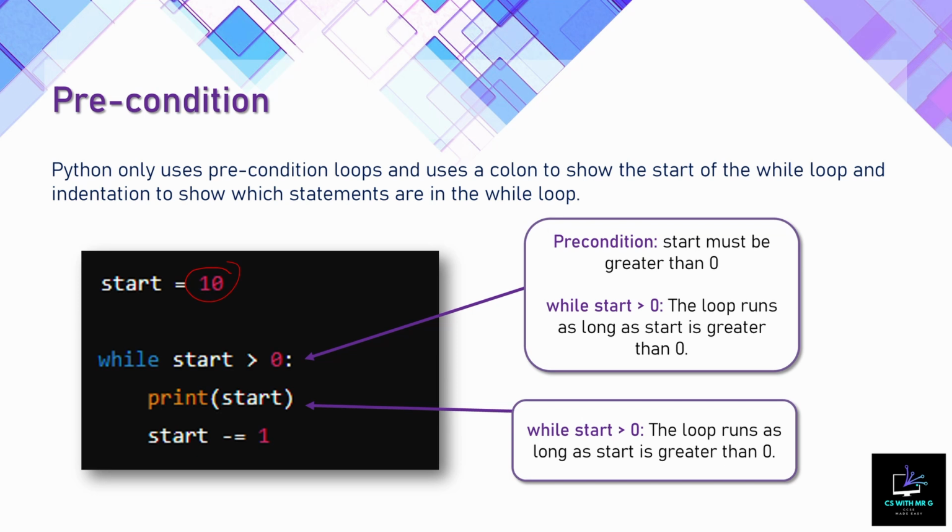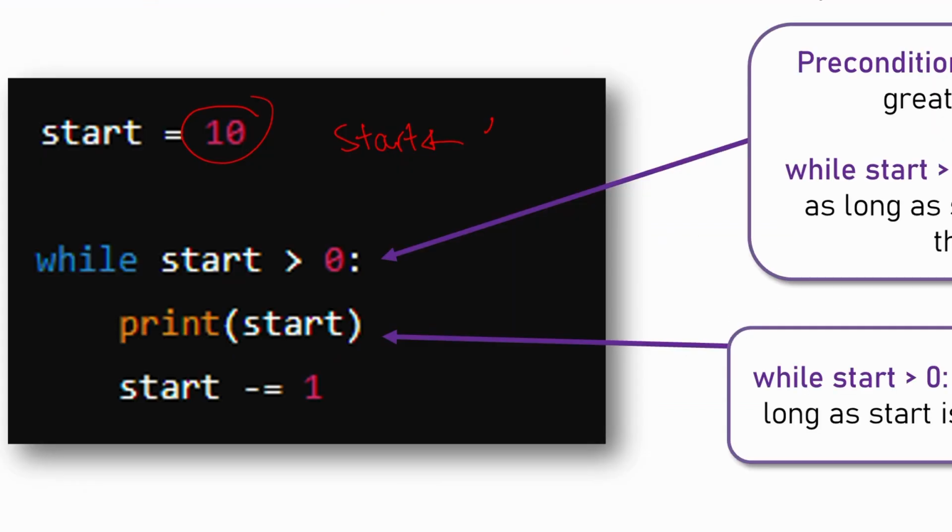I'm just going to jot down next to it. It would be start arrow 10. So this is directly transferable into pseudocode. And then what I would say is WHILE in capital letters, start is more than 0, output start. So you can see the similarities to pseudocode. And then finally, I would do start equals start - 1.